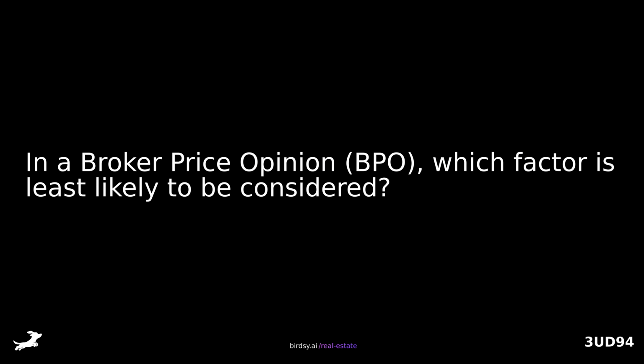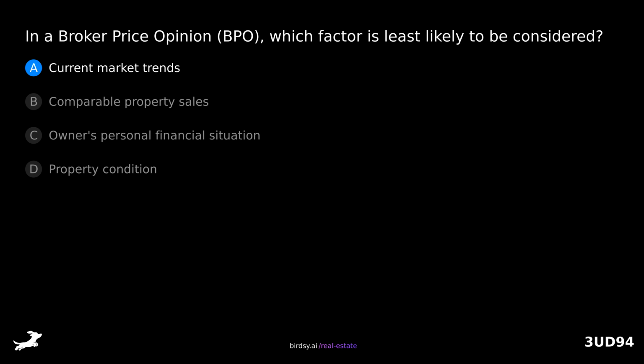In a broker price opinion, which factor is least likely to be considered? Is it A. current market trends, B. comparable property sales, C. owner's personal financial situation, or D. property condition? The answer is C.